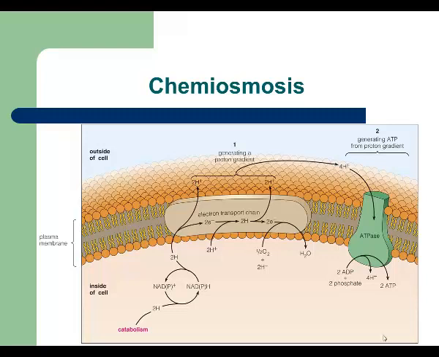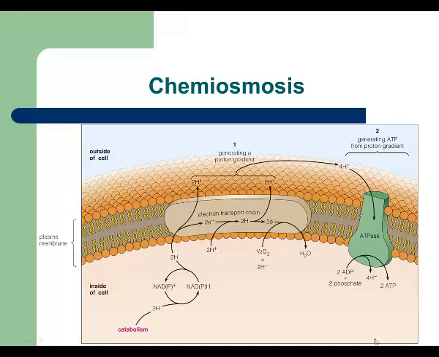When this reaction repeats several times, a lot of protons will be pumped out of the cell. As a result, they create what we call a proton gradient. It means we have a lot of protons outside of the cell and not too many in the cytoplasm.